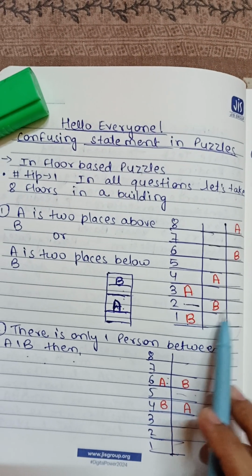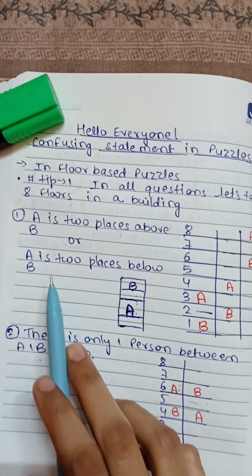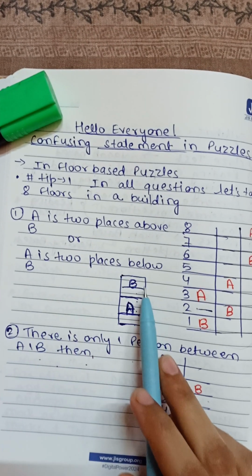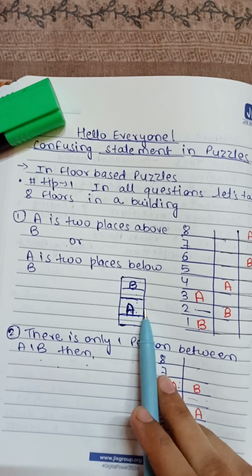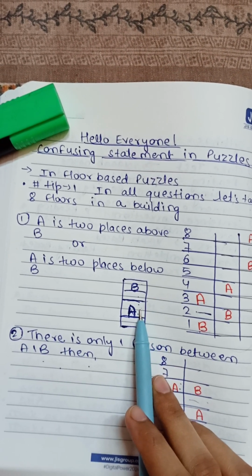You can place B anywhere. This I have taken just as an example. So in case A is 2 floors below B, then in a similar manner if I place B here, there has to be a gap of 1 floor and then we have to place A. Means B's first floor and second floor below is A.